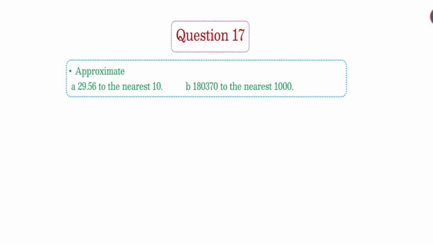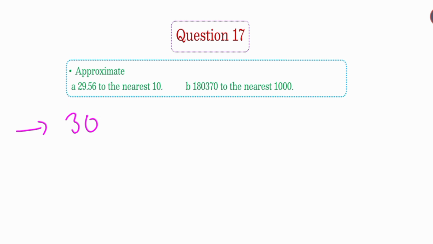Question number 17. Okay, the next question, number 17, is approximate 29.56 to the nearest 10 and 180,370 to the nearest 1000. Okay, to approximate 29.56 to the nearest 10, you will look at the number at the right side of 2, which is obviously 9, so it would be rounded off to 30. The nearest 10 would be obviously 30.